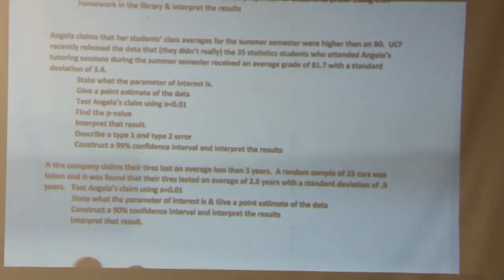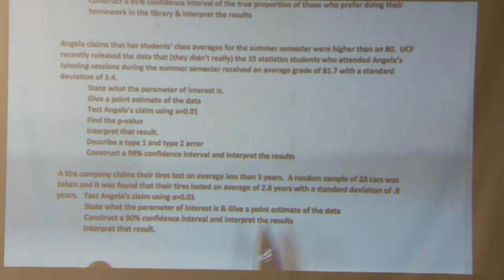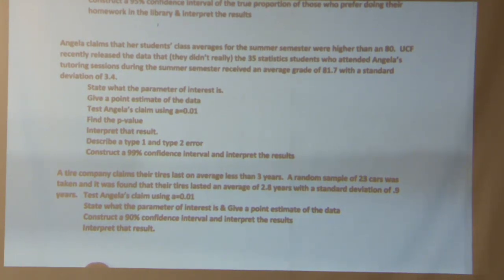Okay, so I'm going to skip down to this one at the bottom. A tire company claims that their tires last on average less than 3 years. A random sample of 23 cars was taken, and it was found that their tires lasted an average of 2.8 years with a standard deviation of 0.9 years. They want to test the claim using alpha of 0.01.